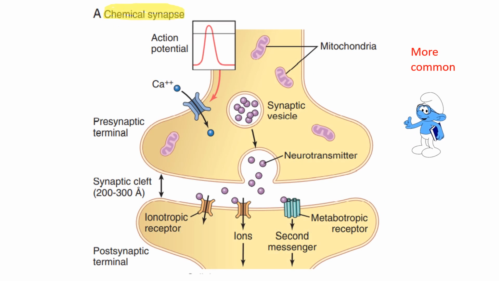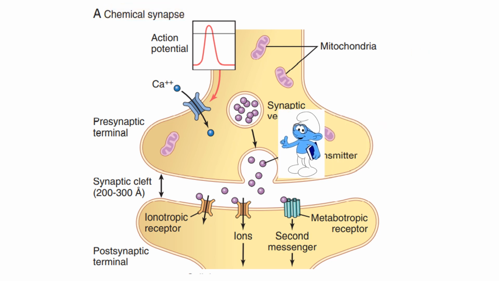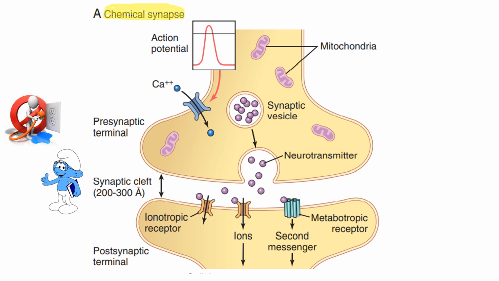A more common type of synapse is called a chemical synapse, in which there is a gap, a synaptic cleft, between two neurons. The first one we call the presynaptic neuron, and the second we call the postsynaptic neuron. As you see here in the chemical synapses, because of the presence of this space between the cells, the action potential cannot be transmitted directly. Therefore, another way of communication is needed, a chemical way of communication, releasing what we call neurotransmitters.